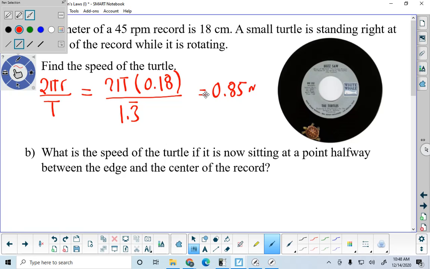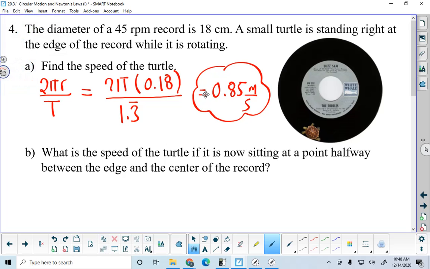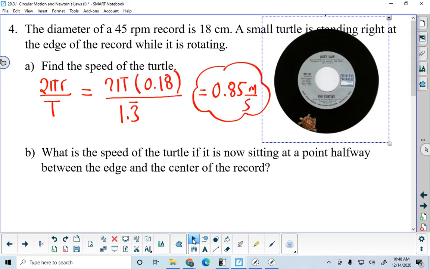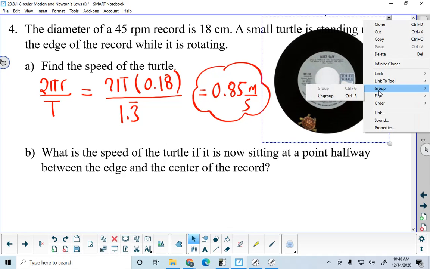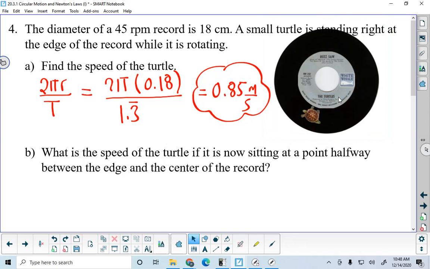Oh man, meters per second. 0.85 meters per second. I would like you now to do the calculation again for part B. What happens is the turtle now, for some reason, I can't move the turtle. Maybe I can ungroup. The turtle now has made its way closer to the center of the record, and the distance is now 9 centimeters. So for question B, the radius is 9 centimeters.